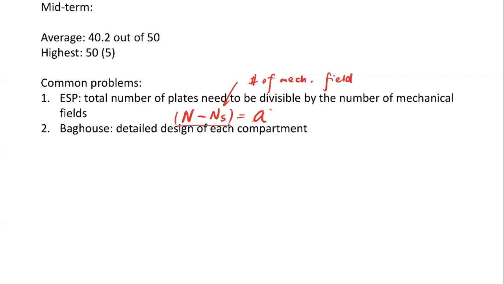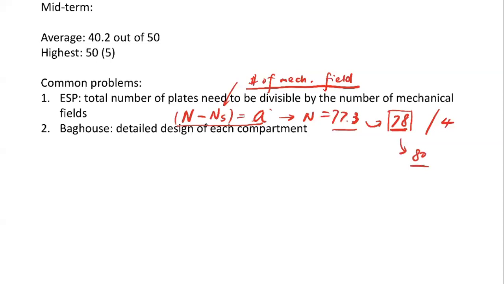So if you use this method to calculate the total number of plates, you can find that n is somewhere around 77.3. Basically, you can directly round it up to 78, right? We mentioned that we have to round up to guarantee the efficiency. But also we need to make sure that this total number of plates has to be divisible by the number of mechanical fields, okay? So it has to be divisible by 4. That's why you further need to round it up to 80. So that is the final answer for the total number of plates we need here.